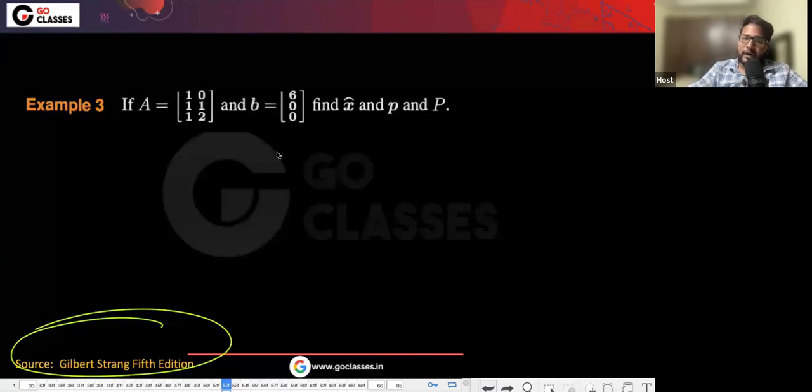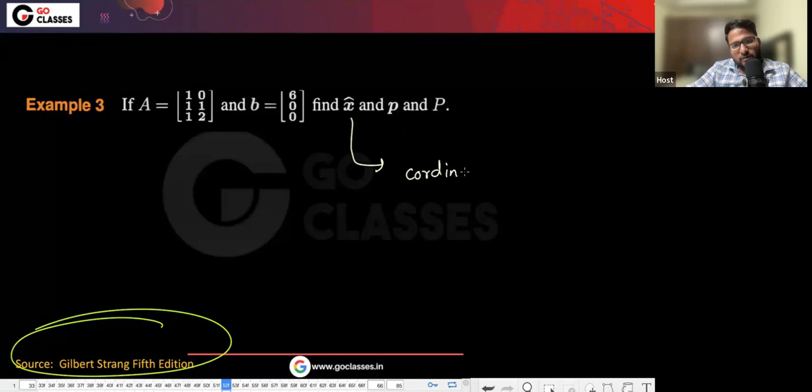By the way, can anyone tell me what this X cap is? Is this a projection, or is P a projection? Tell me. Is X cap a projection or P a projection? P is a projection, right? So what is this X cap?